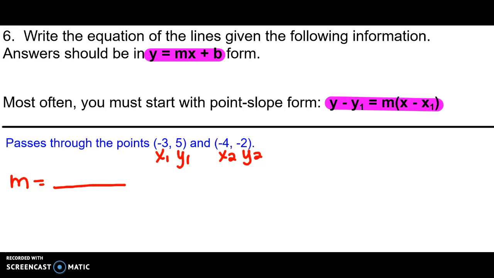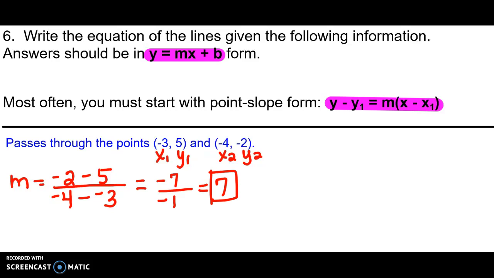All right, we need y2, -2, minus y1, 5, over x2, -4, minus x1. So we've got that minus -3. And when we do our subtraction, negative 2 minus 5, that's a negative 7, over negative 4 minus negative 3. Remember, that means negative 4 plus 3, so that's negative 1. And we can reduce those two negatives to be just positive 7. All right, we got our slope.